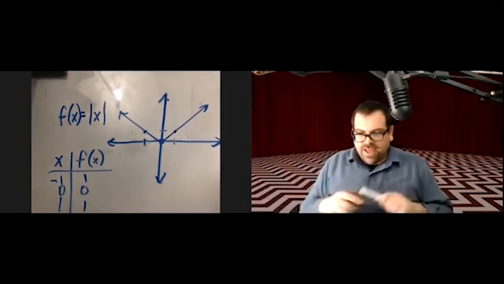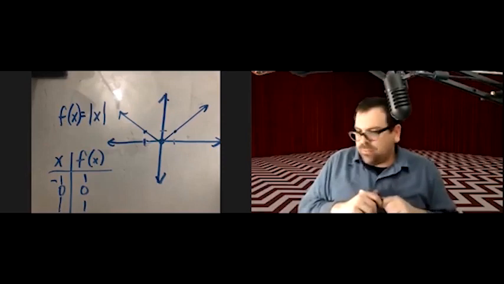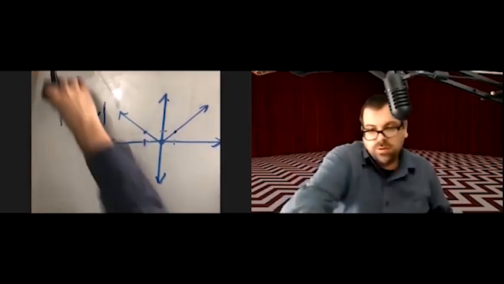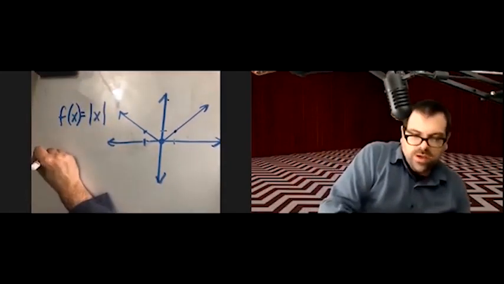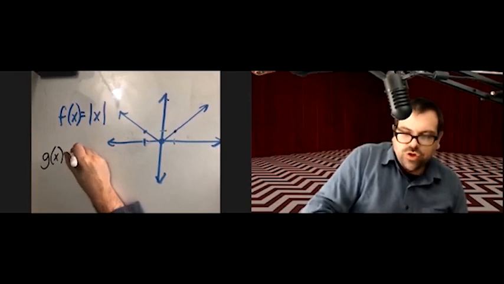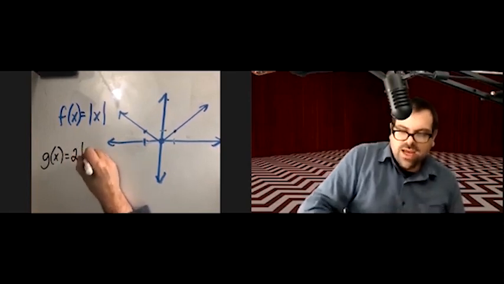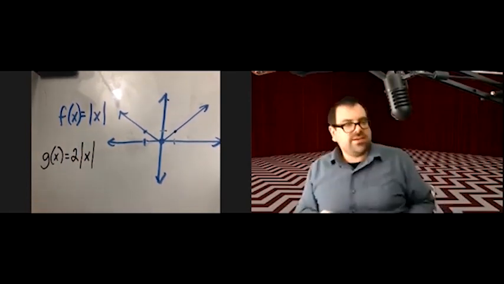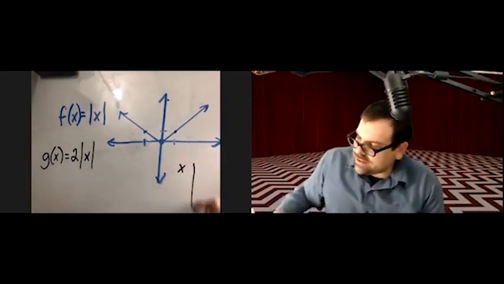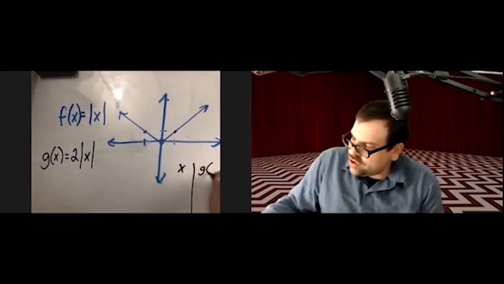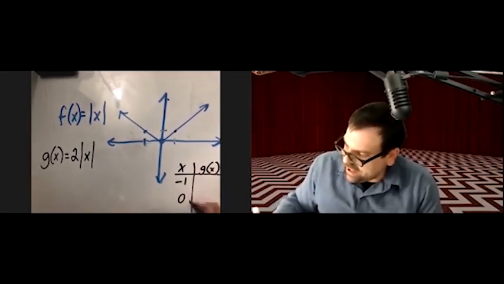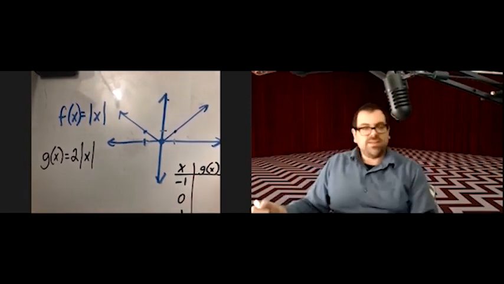Now, over top of that, I'm going to put a graph g. And I'm going to say g of x is 2 times the absolute value of x. And in this table, x, g of x, I'll put those same x values in, -1, 0, and 1.